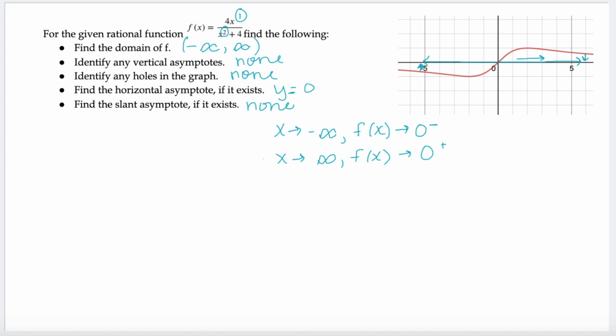So this concludes lessons 4.1 and 4.2, graphing rational functions using a variety of methods, but I certainly encourage you to utilize the graph so that we can identify these pieces and visually see what's happening.